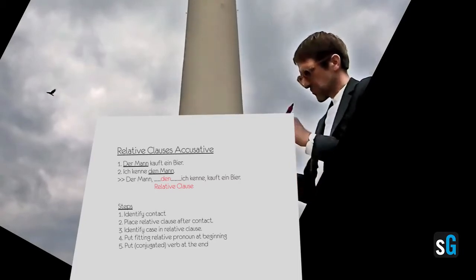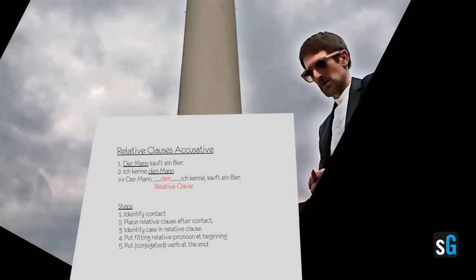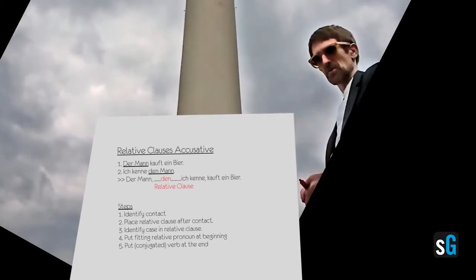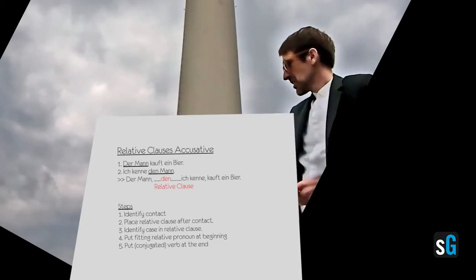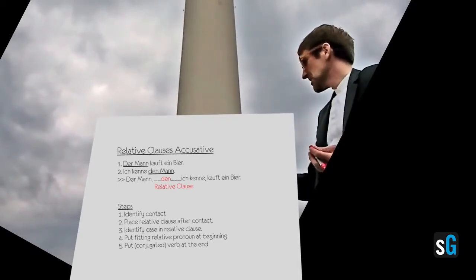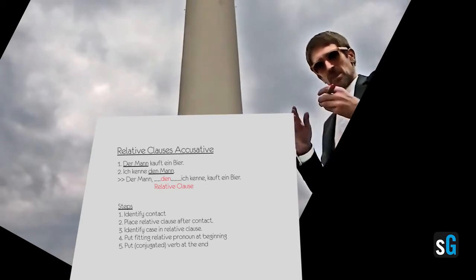That works almost all of the time, except later on in the more complicated cases. But we take care of that in the B1 course. So that is actually it. Der Mann, den ich kenne, kauft ein Bier.